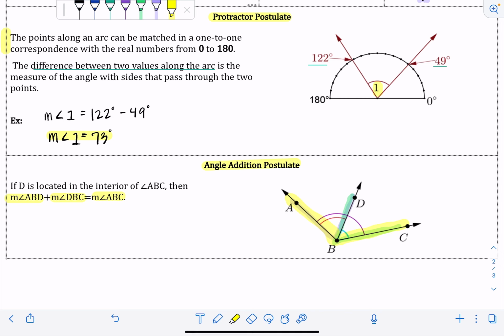So if you take the two smaller angles together that are side by side and add their measurements, you will get the measurement of the full-sized angle, so the bigger angle.